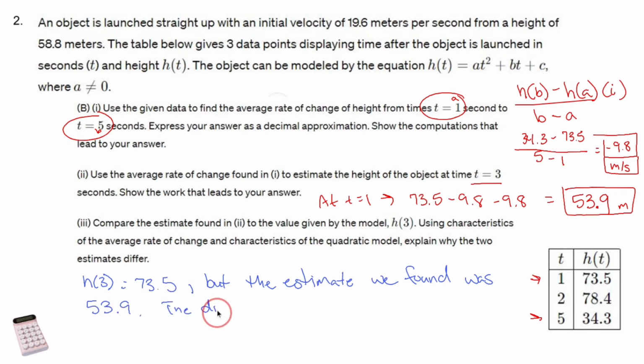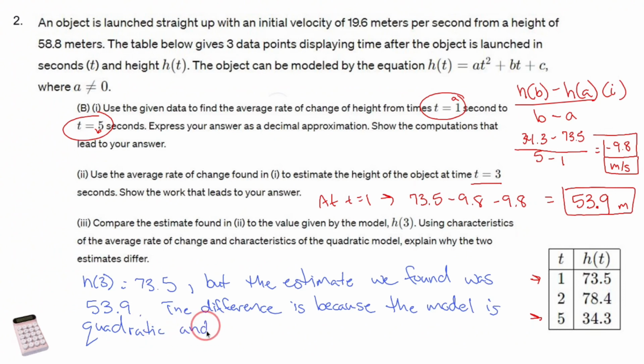The difference is because the model is quadratic, and since I'm running out of room, I'm going to say average rate of change doesn't factor that. It doesn't realize that. It just thinks it's a negative slope because you're just using 2 points. All right, so that's the difference between the two.